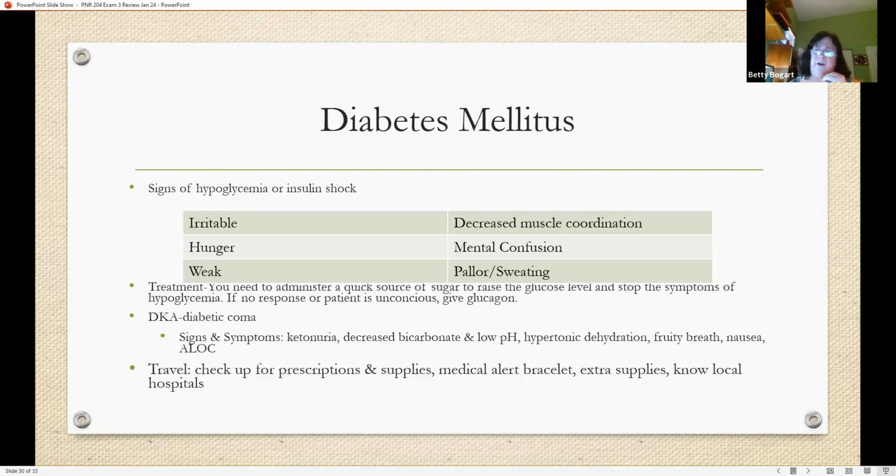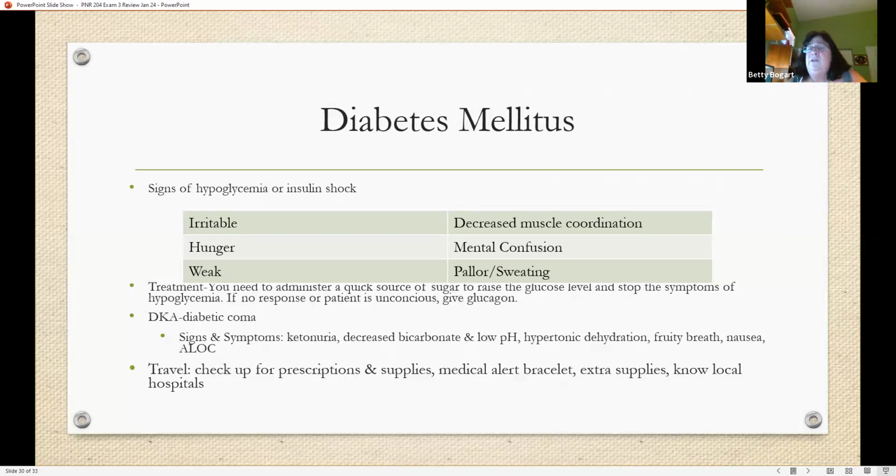Low blood sugar. What do you see? And what do you do? Well, they'll be irritable, sweating, hungry, weak. They can be a little confused. And sometimes they get a little bit wobbly and fall over type thing.